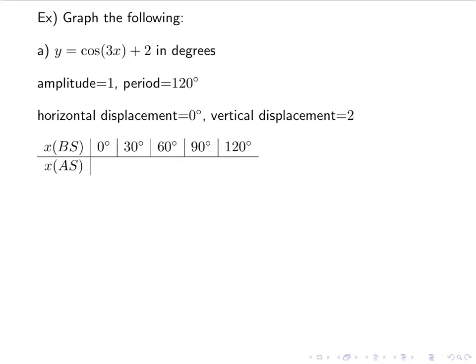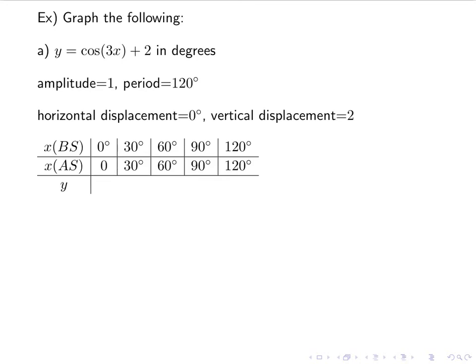So next, I would have x with an AS, so the after shift values. Again, we don't have a horizontal shift here, so our after shift values in this case are going to be the same as our before shift. And then we're going to have our y's. So here our y's are going to change.